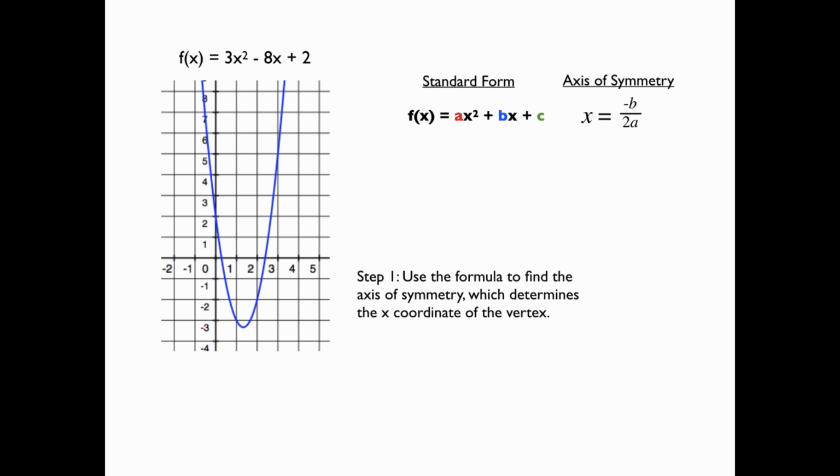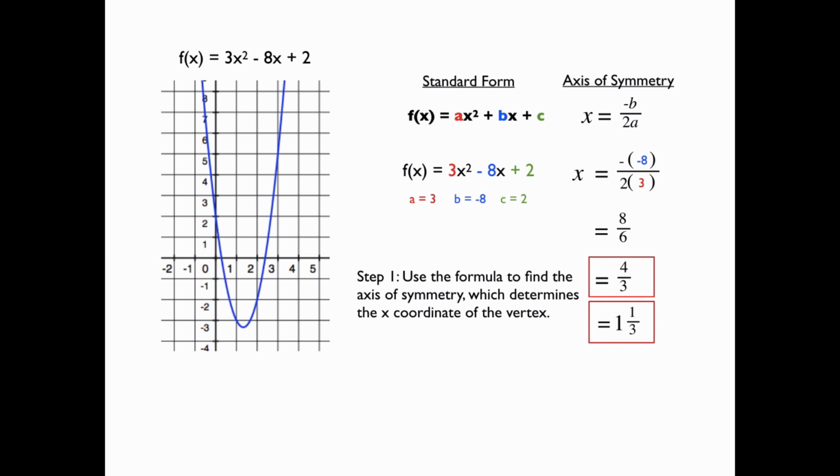All right. So step 1 is to use the formula to find the axis of symmetry, which determines the x-coordinate of the vertex. And so we identify our values of a, b, and c, plug them into the formula, and simplify, and what we get is 4/3 in this case. Notice I'm keeping this as a fraction because a decimal would be imprecise, at least in a calculator. So we could also consider this to be 4/3 or 1 1/3. Both are perfectly acceptable. In fact, 1 1/3 might be a little bit more appropriate since we're trying to find this value on a number line.